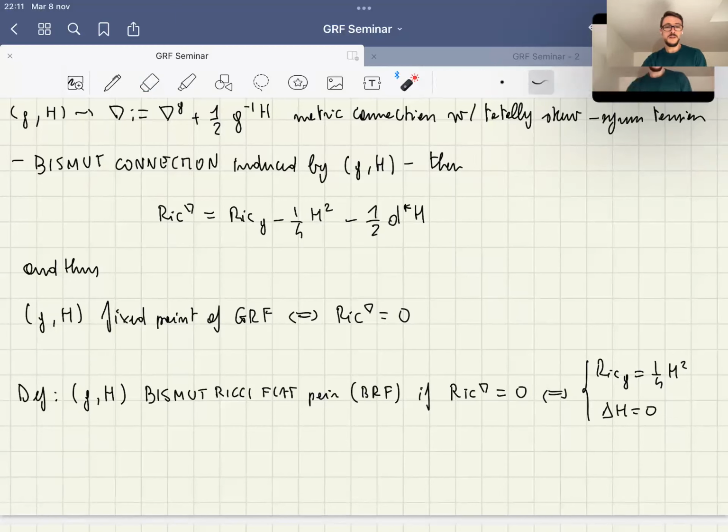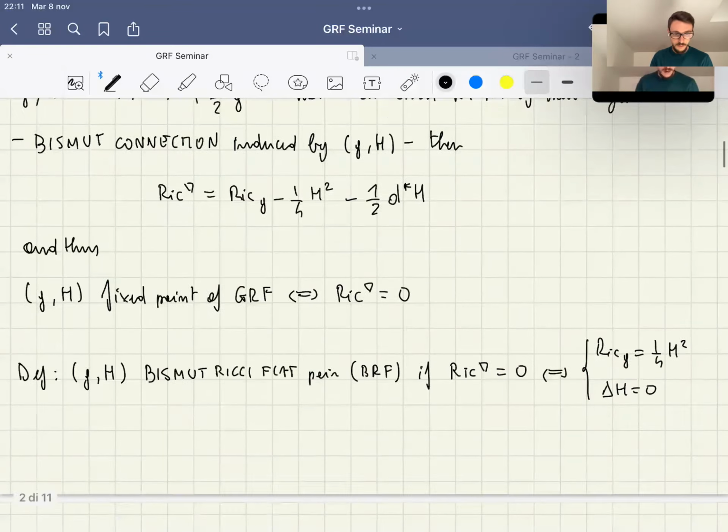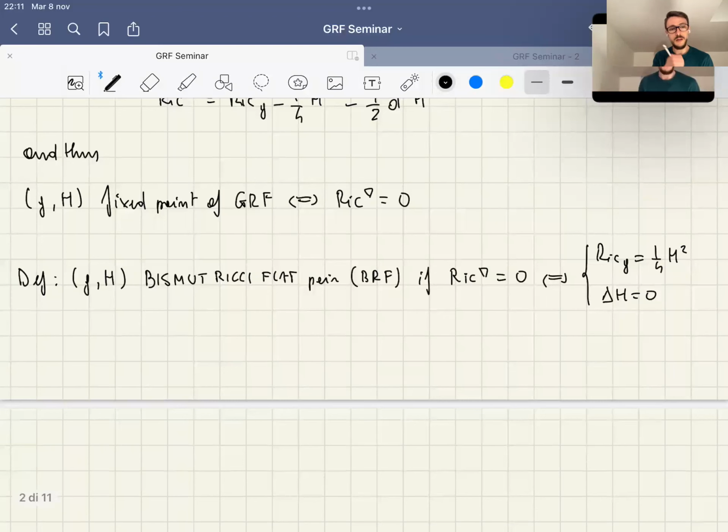So if one is interested in looking for solutions of such an equation on a given manifold, one has to find a Riemannian metric whose Ricci tensor satisfies this first equation, and a three-form that is harmonic with respect to the Hodge Laplacian induced by that metric. So in this sense, we have a coupled problem here. And there are some useful constraints imposed by the problem.